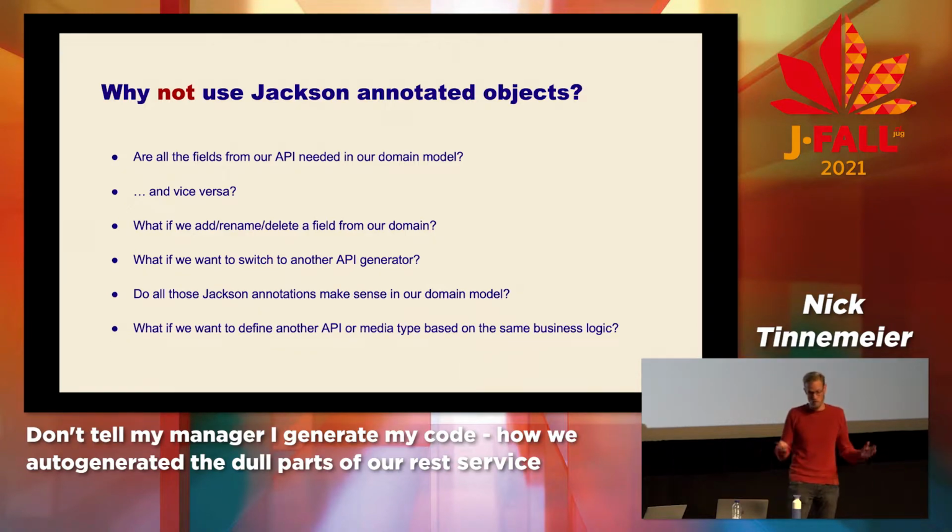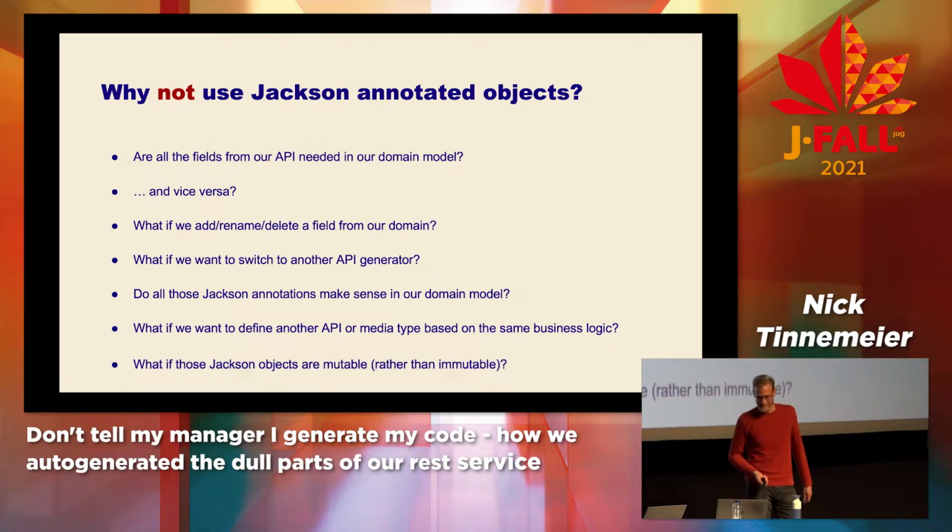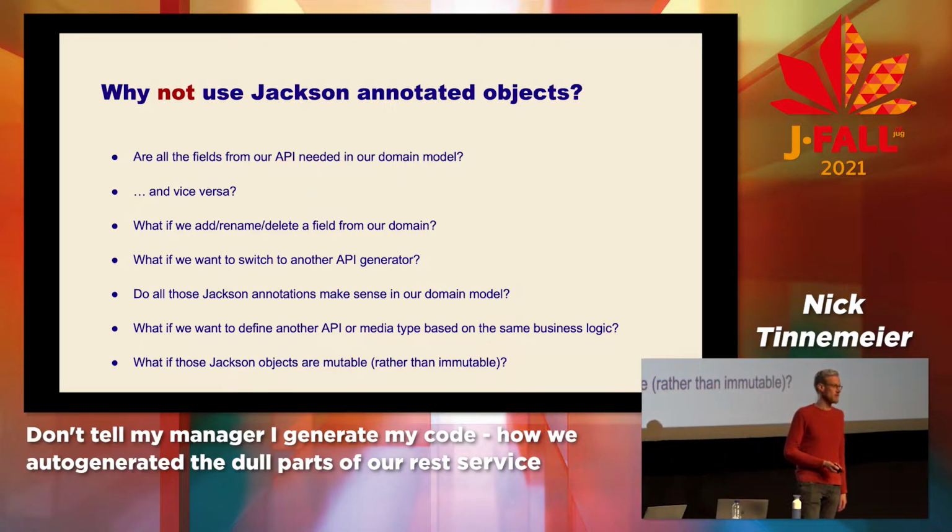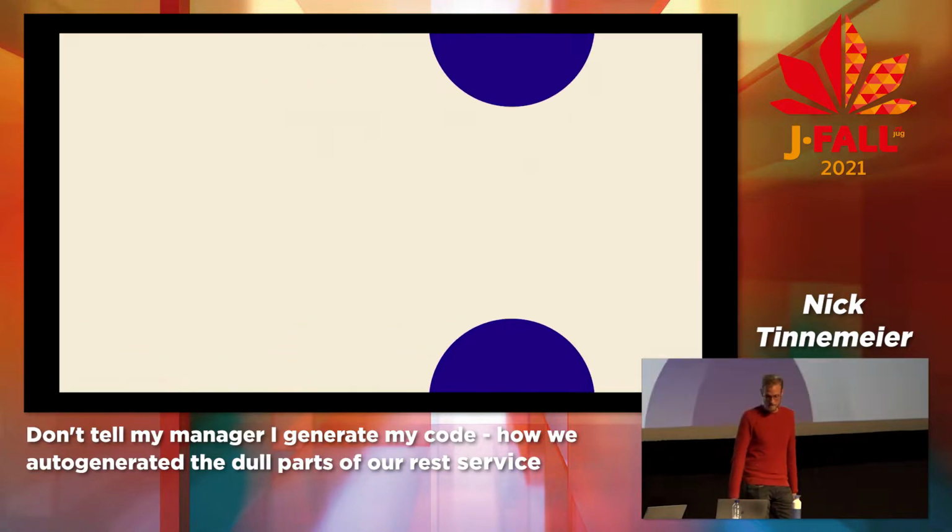I don't think we want to pollute it with those Jackson annotations. And what if we want to define another API or media type based on the same business logic? For example, what if tomorrow we want to go back to Google Protobuf? Let's not do that. And what if those Jackson objects are actually mutable rather than immutable? I'm going to show you in a few slides they are actually mutable, and also going to explain why immutability to us is very important.